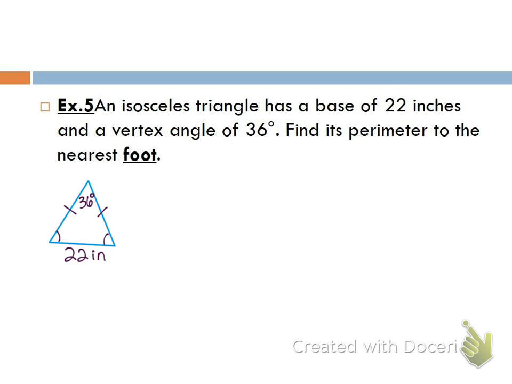Who can tell me how to find my missing angles? John? Subtract 36 from 180 and divide the difference by 2. Very good. We know that all these angles add up to 180. If I subtract 36 from 180, what do I get? 144. That has to be evenly divided between my base angles. So I divide that by 2 and I get 72 degrees. So each of these would be 72 degrees. Questions about finding that?